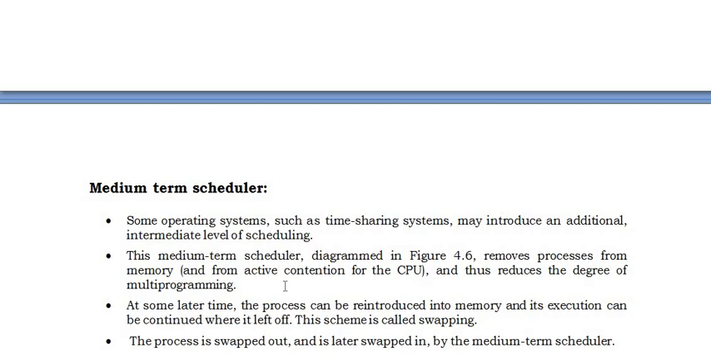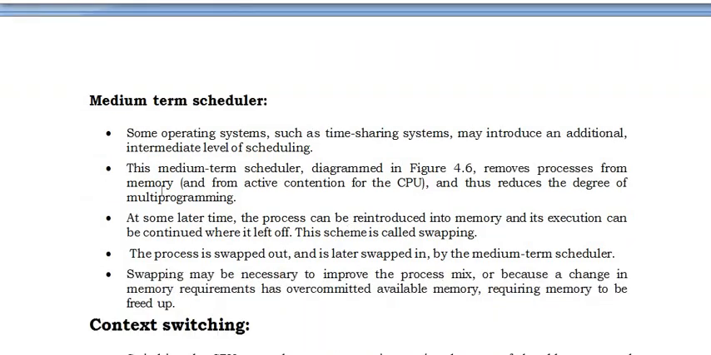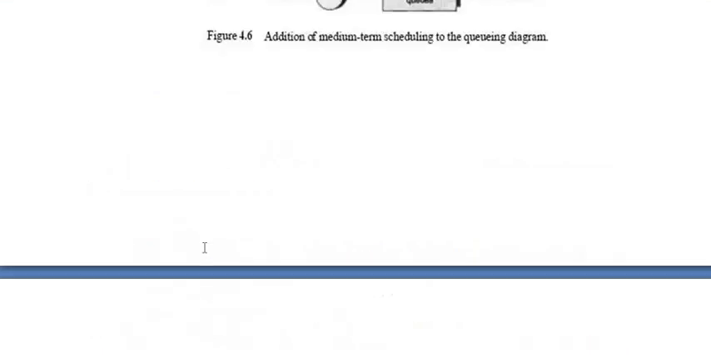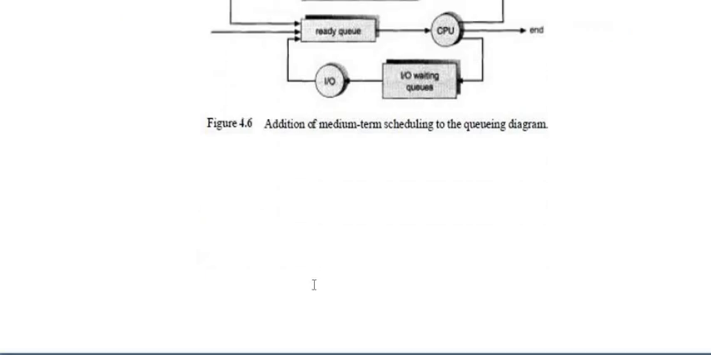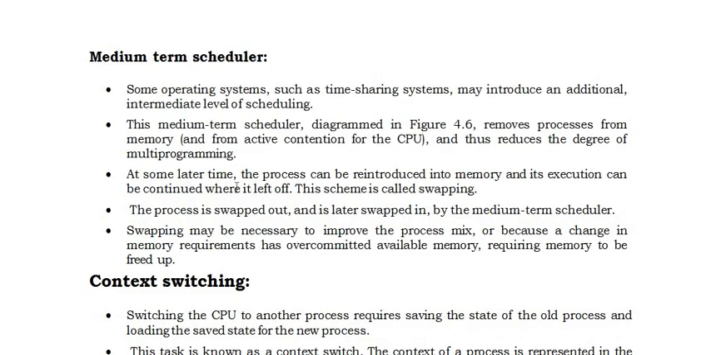This medium term scheduler removes processes from memory, and thus reduces the degree of multiprogramming. Many processes will be dumped in our memory, so in order to avoid that, the medium term scheduler removes certain processes from memory, thus reducing the degree of multiprogramming. I'll explain that. Next, at some later time, the process can be reintroduced into memory and execution can be continued from where it left off. This scheme is called swapping.